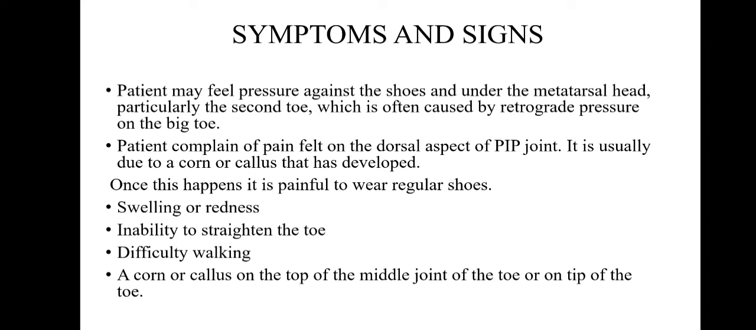Symptoms and signs. Patient may feel pressure against the shoe and under the metatarsal head, particularly the second toe, which is often caused by retrograde pressure on the big toe. Patient complains of pain felt on the dorsal aspect of the PIP joint. It is usually due to a corn or callus that has developed. Once this happens, it is painful to wear regular shoes. Other signs include swelling or redness, inability to straighten the toe, difficulty walking, and a corn or callus on the top of the middle joint of the toe or on the tip of the toe.